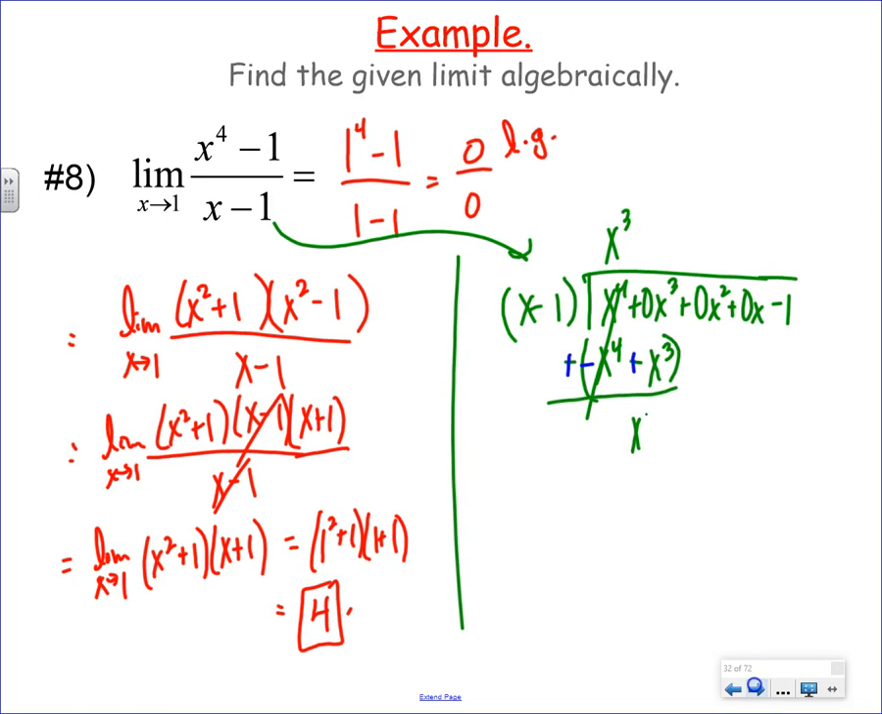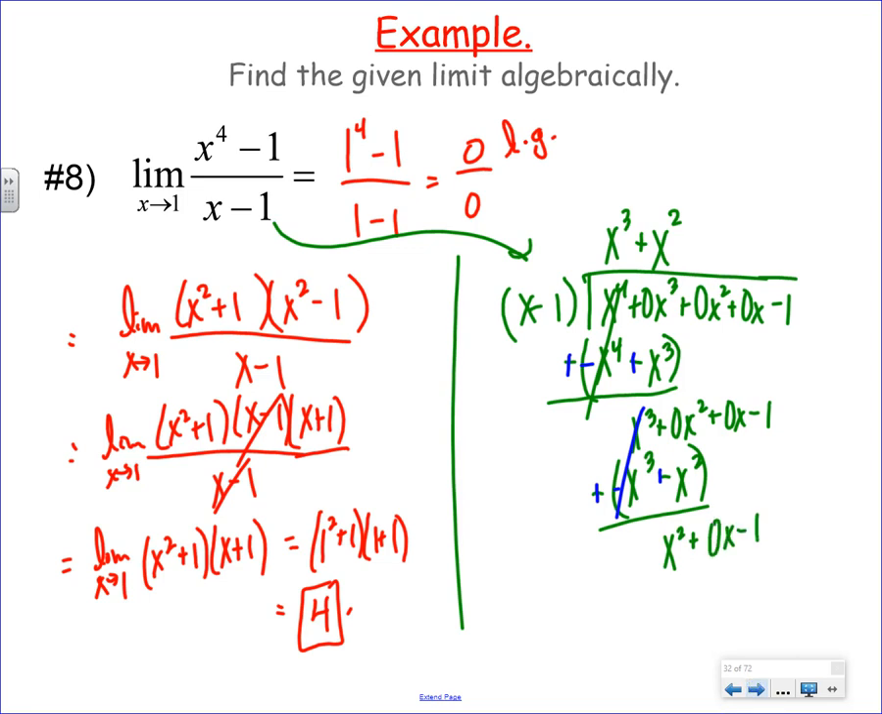I end up with 1x cubed plus 0x squared plus 0x minus 1. I go again, seeing x into x cubed, x squared times. I distribute again. I now distribute my negative. Then I add down. Then I see x into x squared x times. Oh man, this is tedious, huh? Is it nice if you can see how to factor? Yeah.